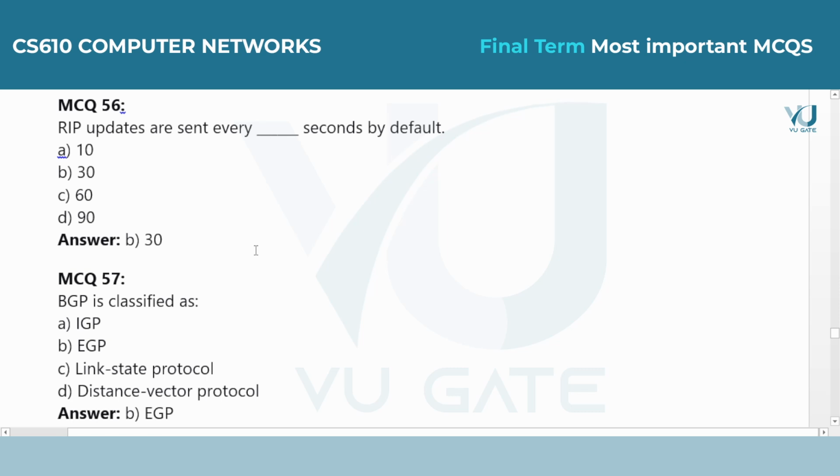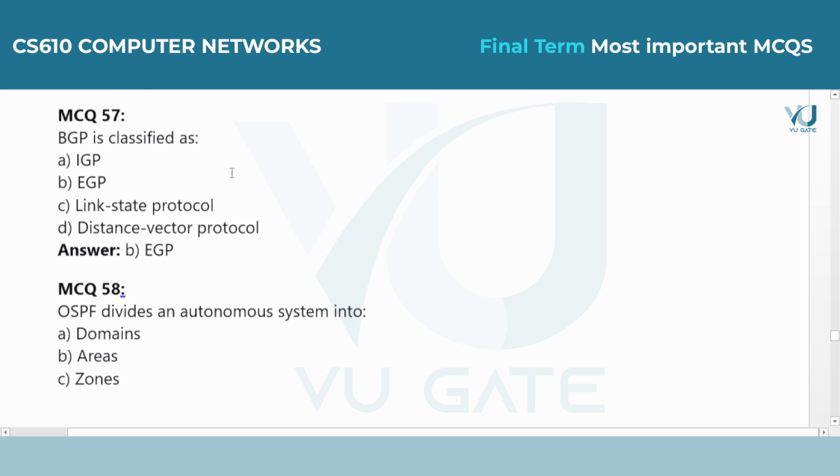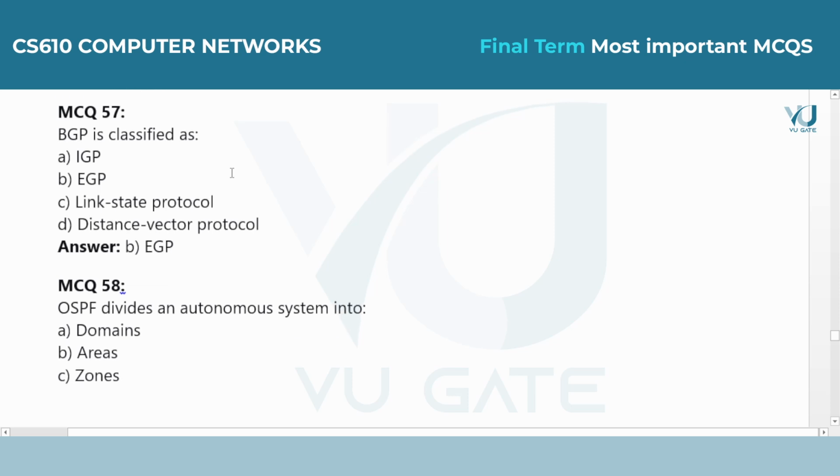MCQ 56. RIP updates are sent every how many seconds by default? Answer: B. 30. Concept: the Routing Information Protocol, RIP, periodically broadcasts its entire routing table to neighbors every 30 seconds. MCQ 57. BGP is classified as? Answer: B. EGP. Concept: Border Gateway Protocol is an exterior gateway protocol, meaning it handles routing between different autonomous systems, like different ISPs.